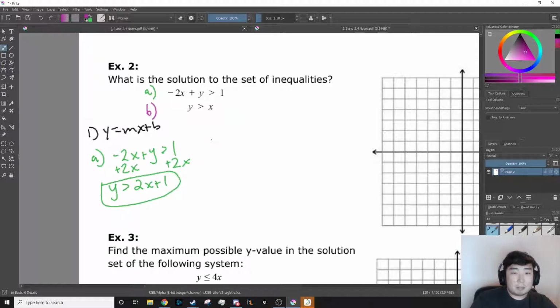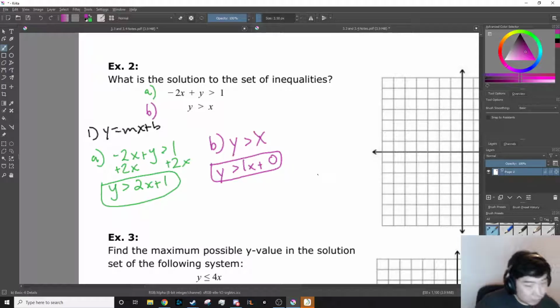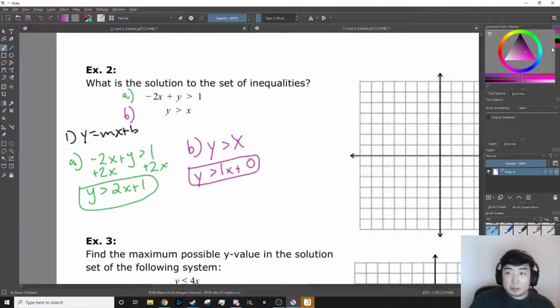But look at option B. How convenient. This is already in y equals mx plus b. Because I can write y is greater than 1x plus 0. This is still perfectly fine. So step 2 is to graph it.